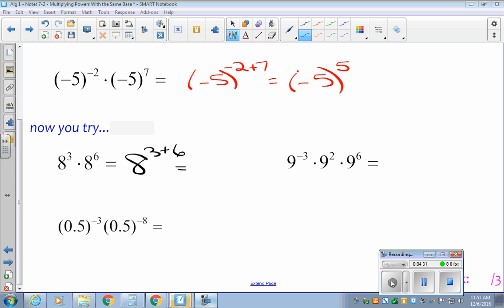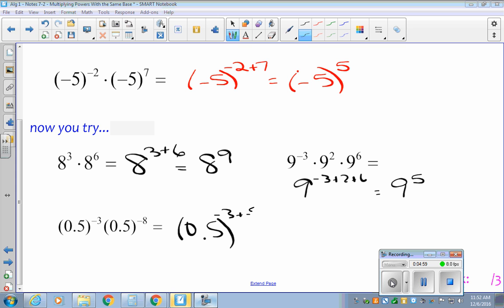8 to the 3 plus 6 is 8 to the 9th. 9 to the negative 3 plus 2 plus 6. So negative 3 plus 2 is negative 1, plus 6 more is 5. And then 0.5, negative 3 plus negative 8 is 0.5 to the negative 11.